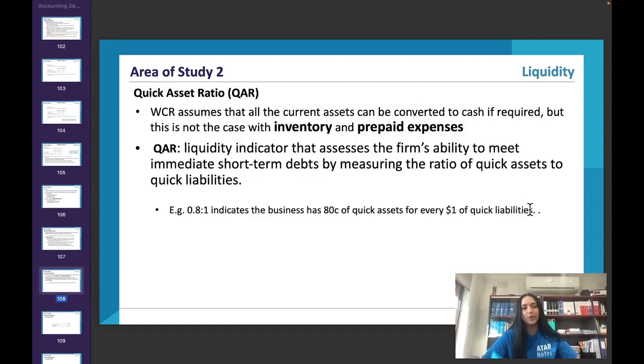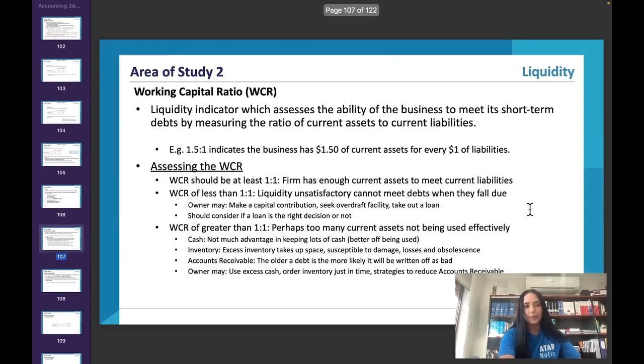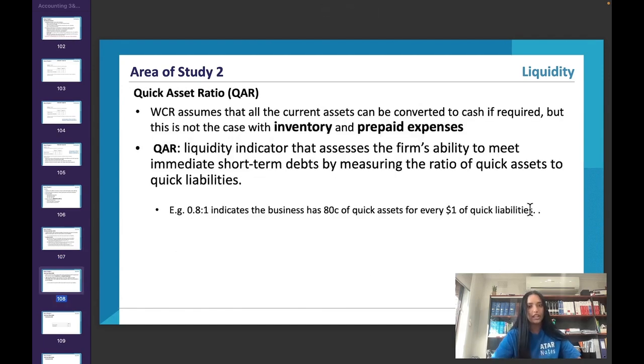Quick asset ratio assesses the business's ability to meet immediate short-term debts by measuring the ratio of quick assets to quick liabilities. So, working capital ratio was current assets to current liabilities. Quick asset ratio is quick assets to quick liabilities.